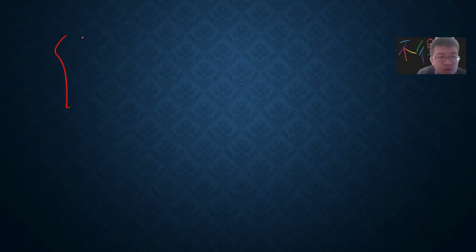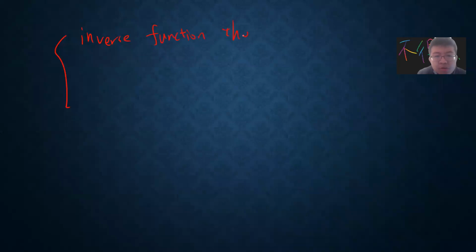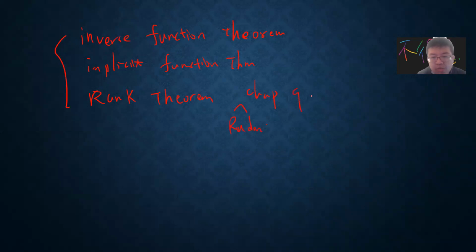Now my goal for this series is to prove the following three theorems. One is the inverse function theorem. This type of theorem is very lengthy to prove and a little bit difficult. Then the implicit function theorem, and also the rank theorem. We will follow Rudin chapter 9, plus the appendix.